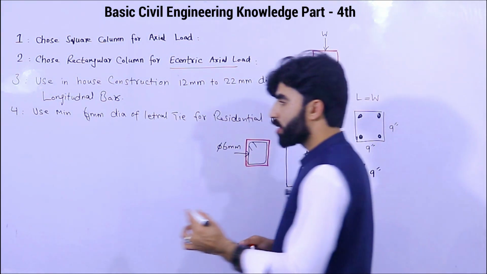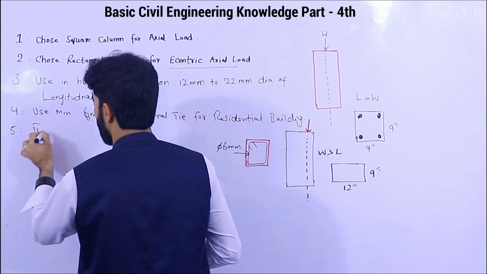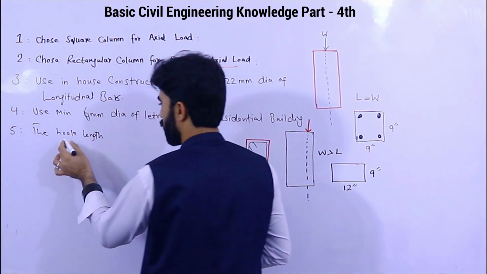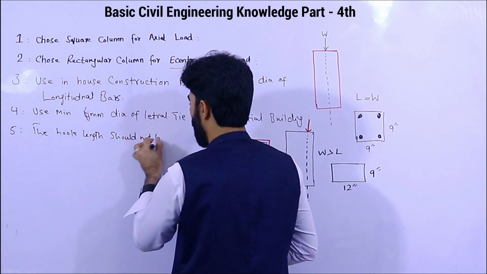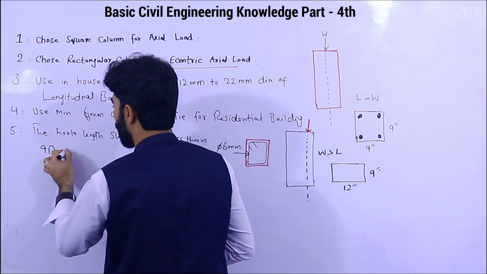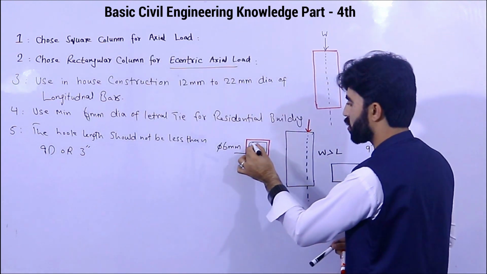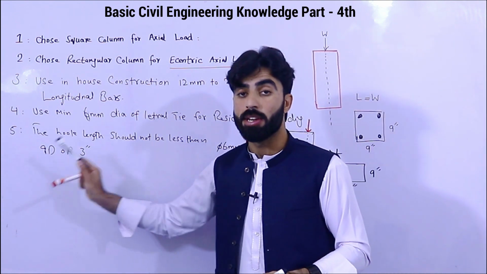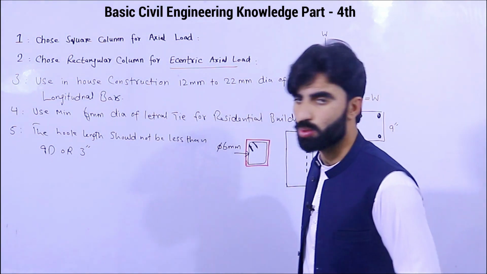The rule number 5 is, guys, the hook's length should not be less than 9D or 3 inches, where D is the dia of steel rod. These hooks' length should not be less than 3 inches or 9D, where D is the dia of steel rod, which is for example 6 mm. This is the other rule.